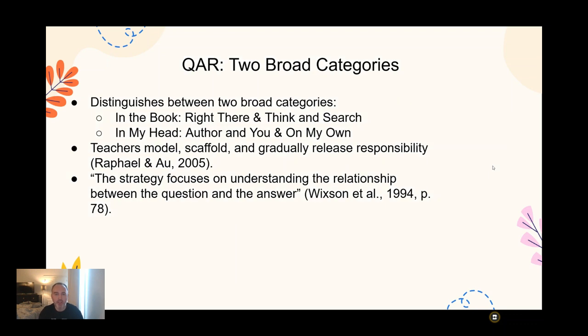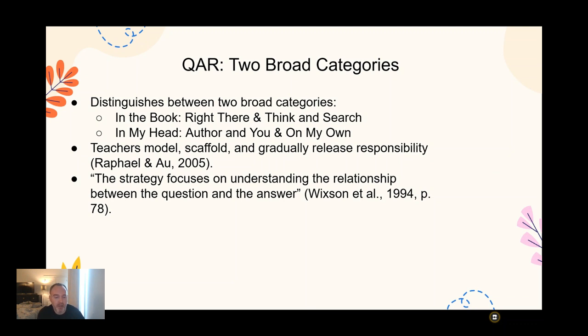So QAR is set up into 2 broad categories. The framework basically breaks everything into whether the answer is in the book, as in right there, or you can think about it and search for the answer, or if it's in my head, if it's something between the author and the reader, or something that you have to work on your own. Sometimes those get called critical thinking skills.